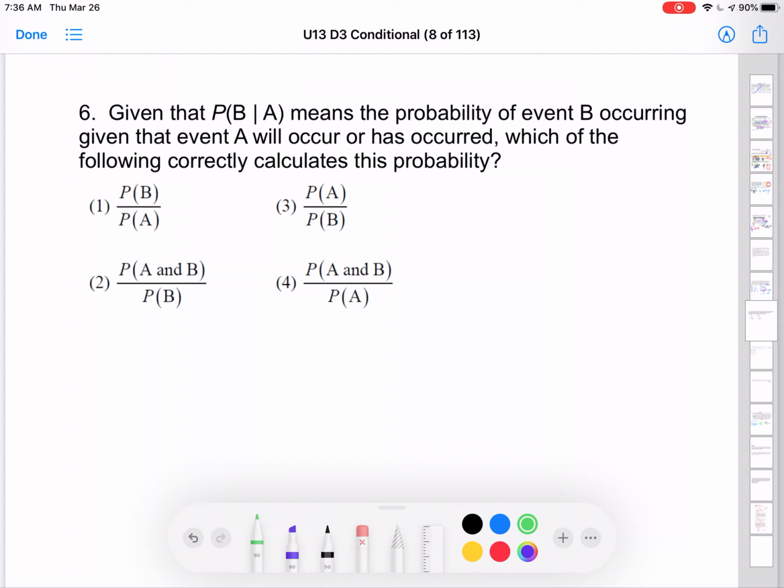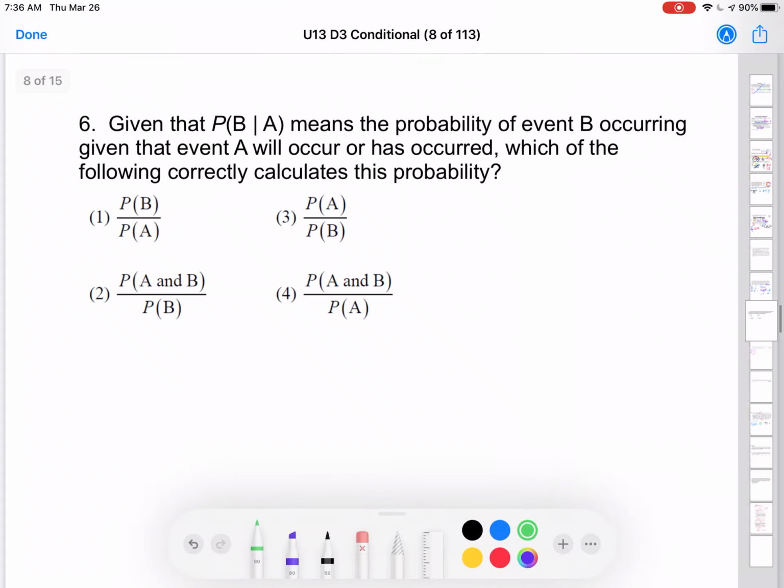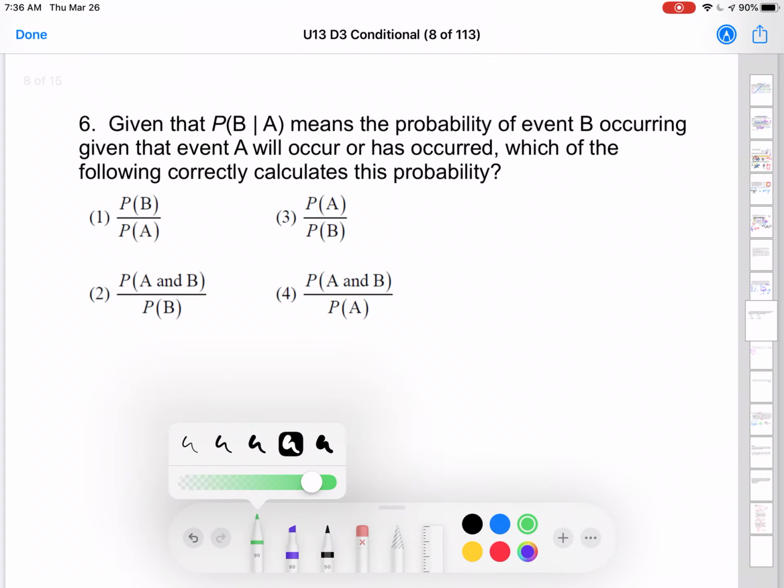It says, given that the probability of B given A. Now, who cares what letters they use, right? It doesn't matter what letters they choose to use. Okay, they're doing B given A. That means the probability of event B occurring given that event A will occur or has occurred. Which of the following correctly calculates this probability?